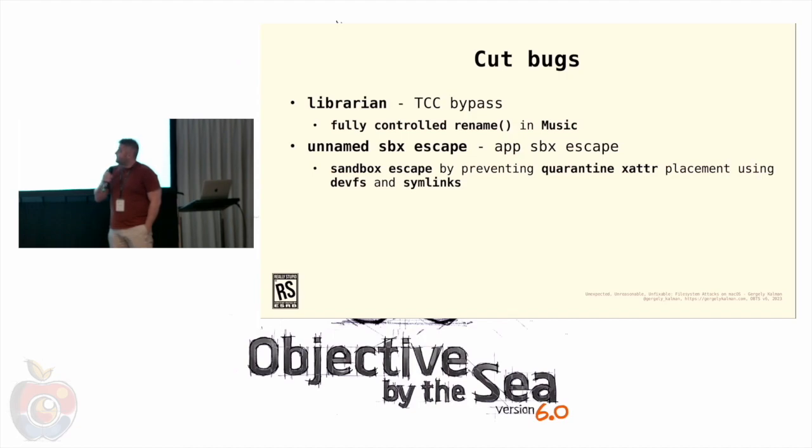And there was an unnamed sandbox escape. It's unnamed because I forgot to name it, because if you haven't figured it out by now, I have ADHD. So the sandbox escape was by basically preventing the quarantine attributes from being placed, because I could just mount the DevFS volume, and then I could create files and symlinks on it, which is just enough to create my fake app and escape the sandbox.